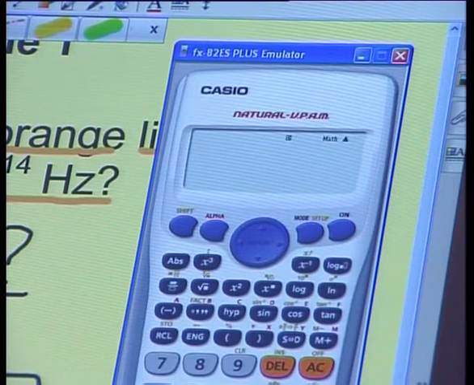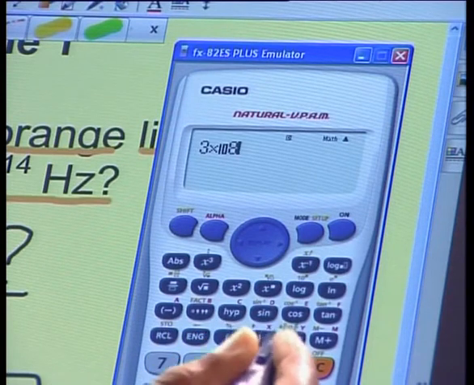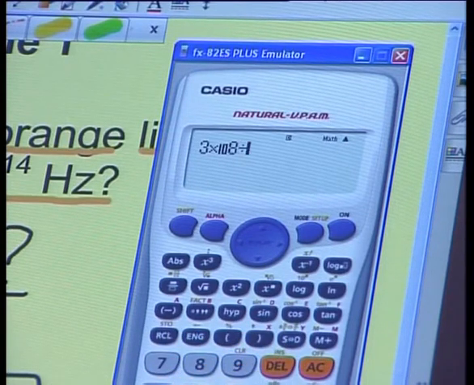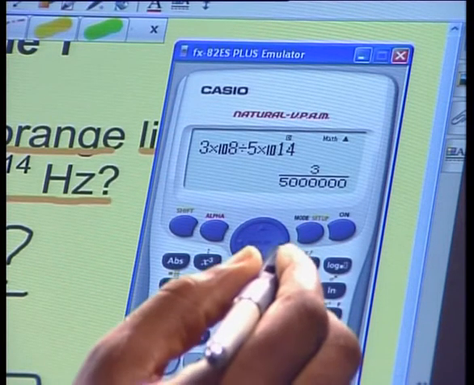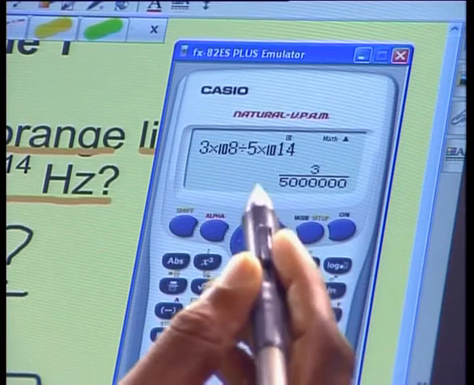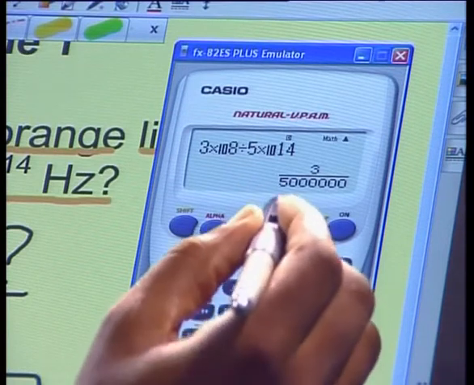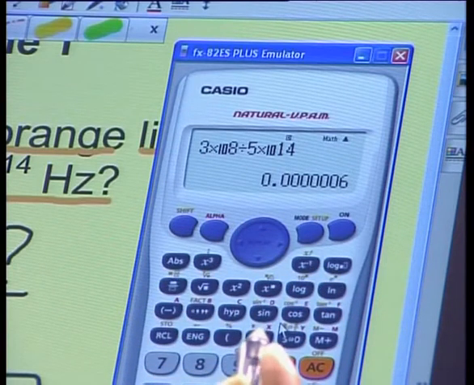Now, we have 3 by 10 to the power 8 divided by 5 by 10 to the power 14. And what is the answer? The answer is 3 to the power 5 with so many zeros there. But then how do we quickly get the answer in the way we want it?